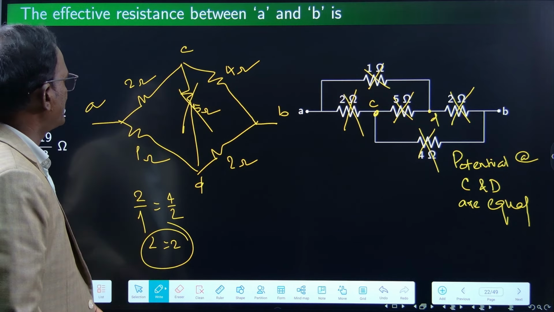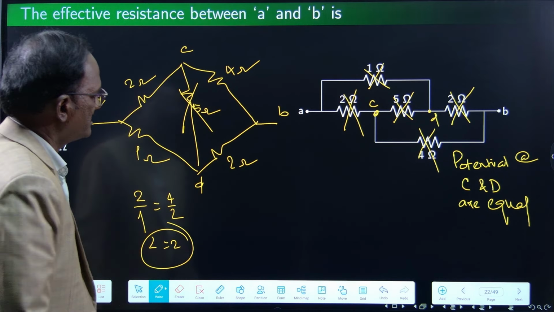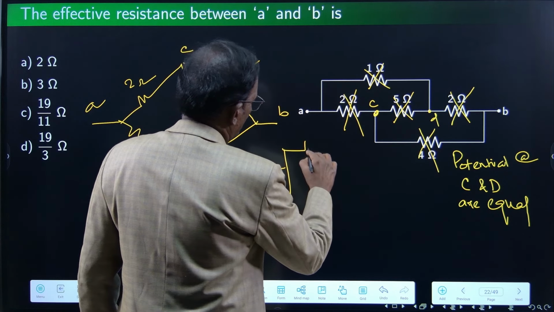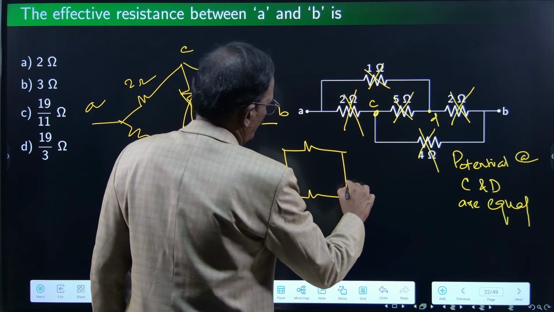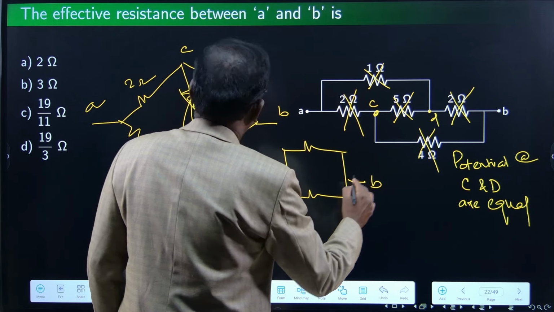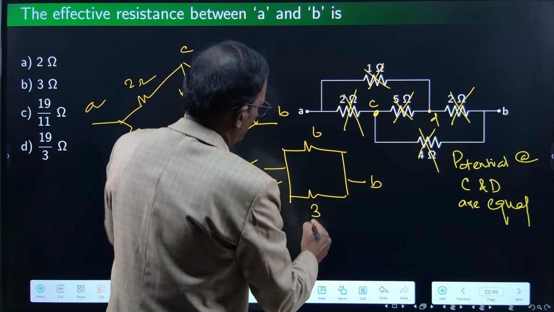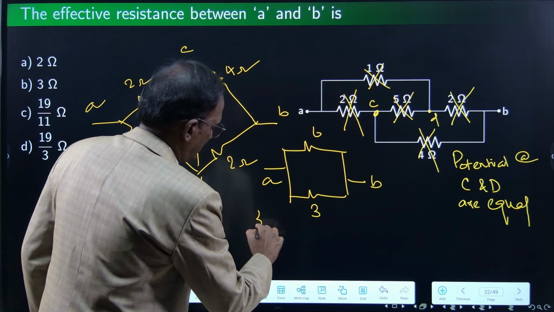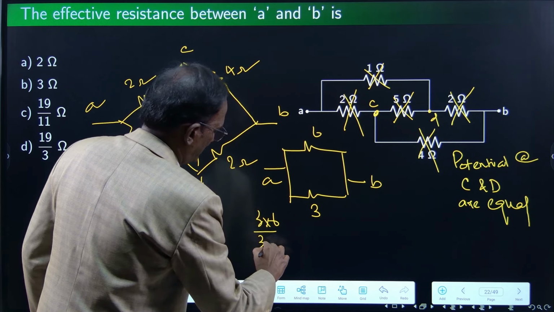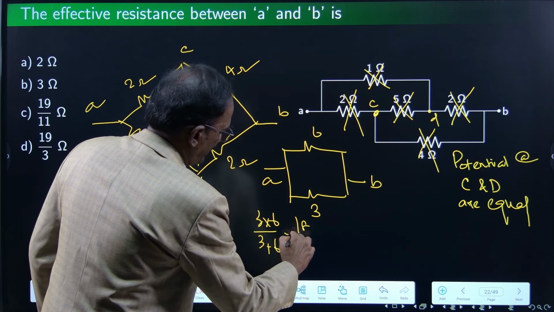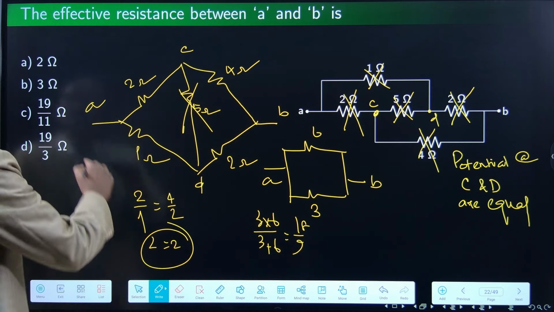Now 2 and 4 are in series, 1 and 2 are in series. The equivalent circuit will be this one: A, B, 2 and 4, 6. 1 and 2, 3. Now they are in parallel. 3 into 6 divided by 3 plus 6, 18 by 9. 2 ohm is the answer.